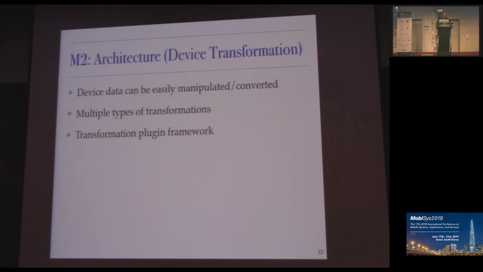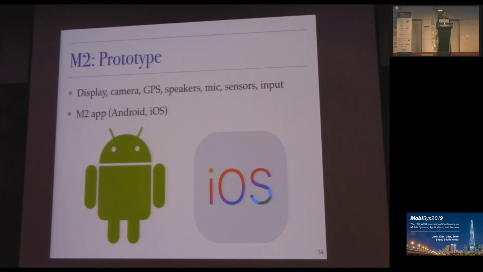For existing apps, M2 provides a plugin framework to allow for custom transformations. Our implementation prototype supports user-facing devices, GPS, speakers, microphone, sensors, and more.